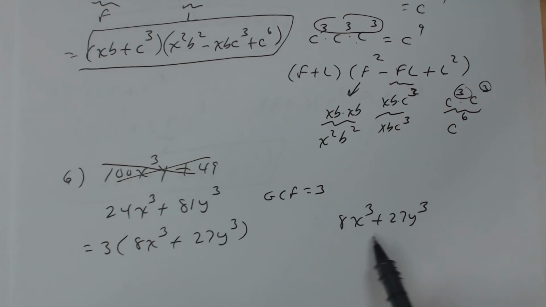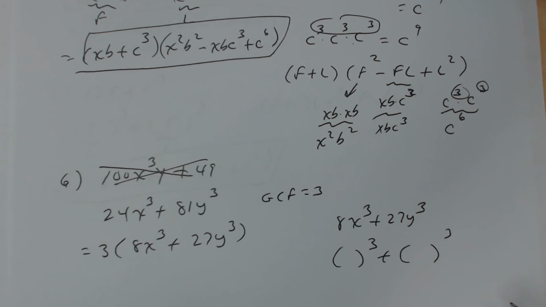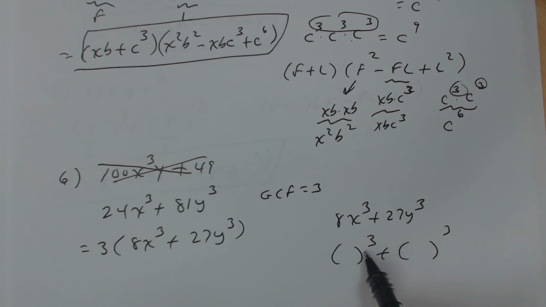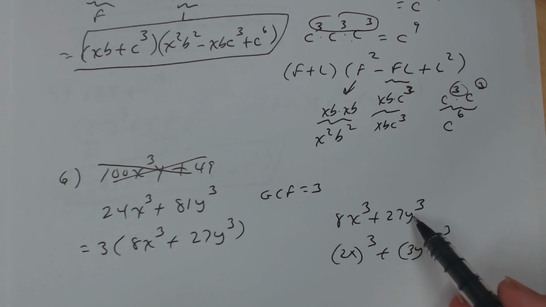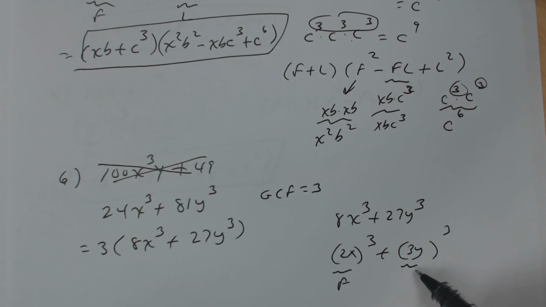All right, now notice the GCF for this one is 1. So I'm going to see if this is the sum of 2 cubes. So what times itself 3 times is 8x cubed? Well, it's 2x, because 2x times 2x times 2x is 8x cubed. For this one, that's going to be 3y, because 3y times 3y times 3y is 27y cubed. So there's your F, there's your L. So I'm going to get the binomial to be 2x plus 3y.